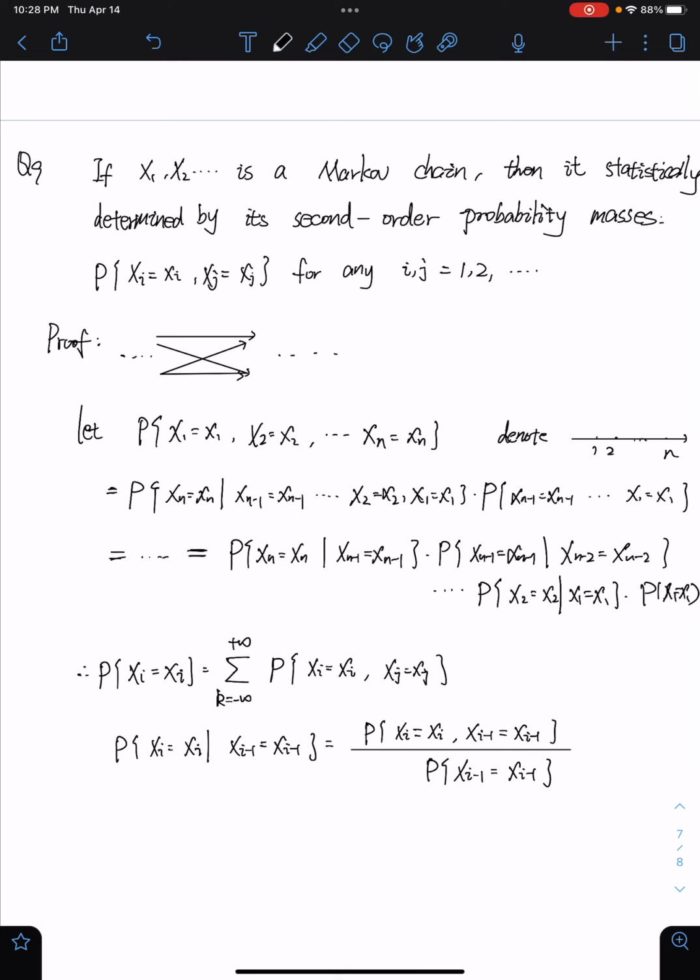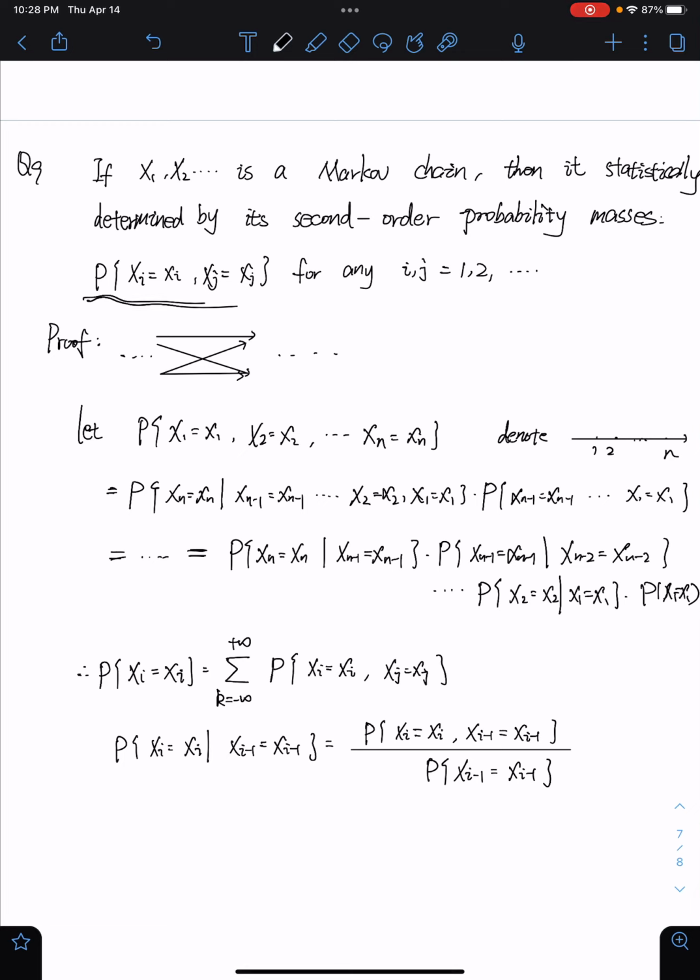Question 9 on homework 8 asks us to find the probability mass functions of P(X_i = x_i, X_j = x_j) for any i and j equal to 1, 2, 3, and for all positive integers. We are given that X_1, X_2, up to X_n is a Markov chain. Then it is statistically determined by the second order probability mass functions. So now let's prove this.